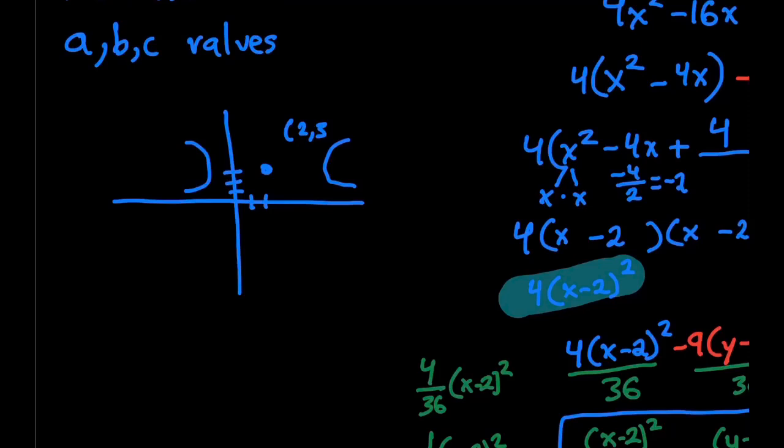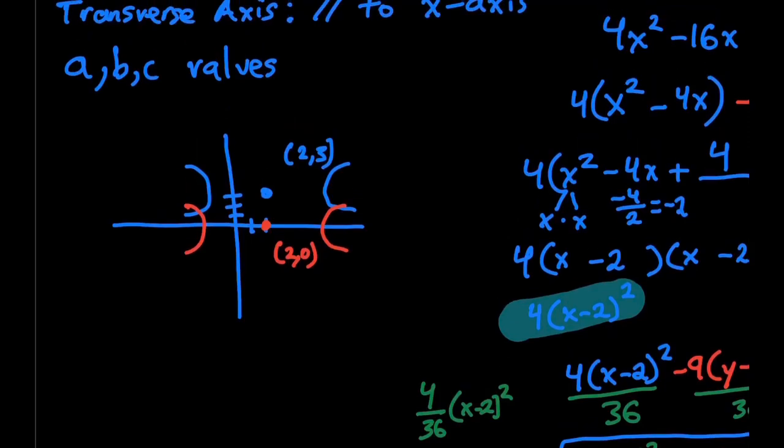But if it was instead 2, 0 for the center, and we knew that this was one where the x squared term was positive, or that a squared is underneath the x term, then the hyperbola would be more something like this, and it would be on the x-axis. So that's how you know that it's going to be parallel to the x-axis, and that completes that part.